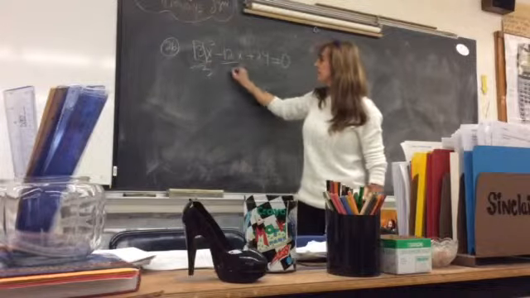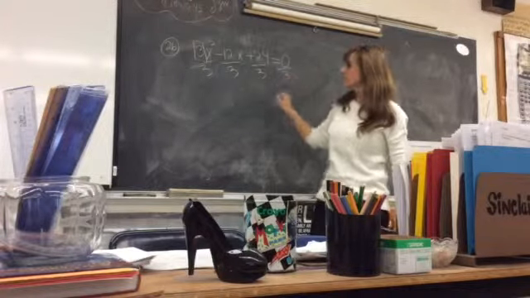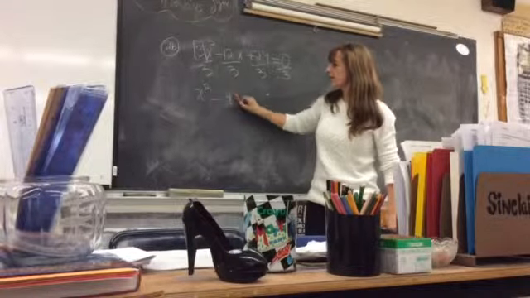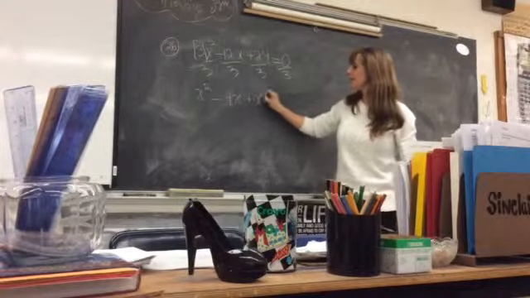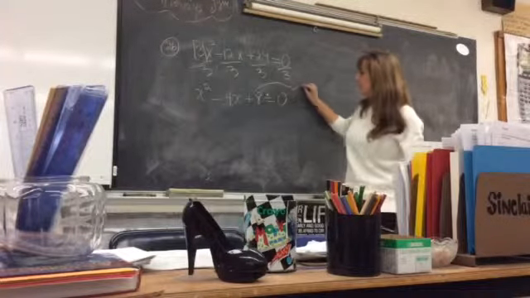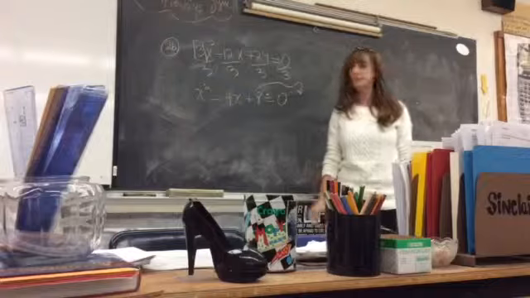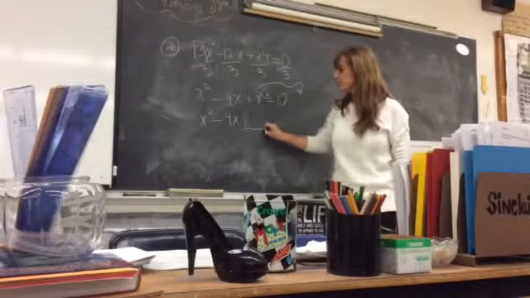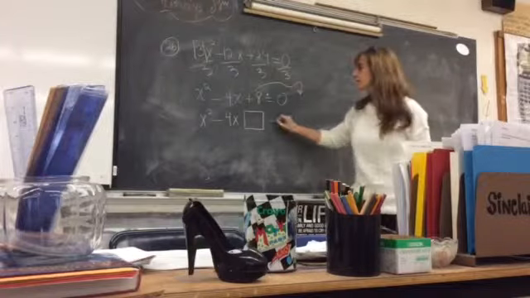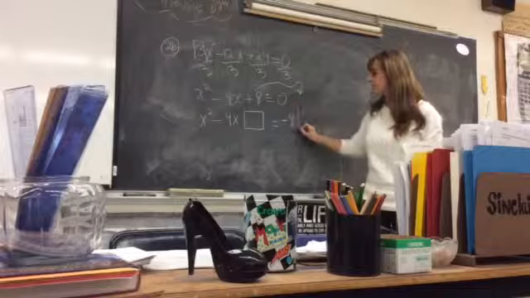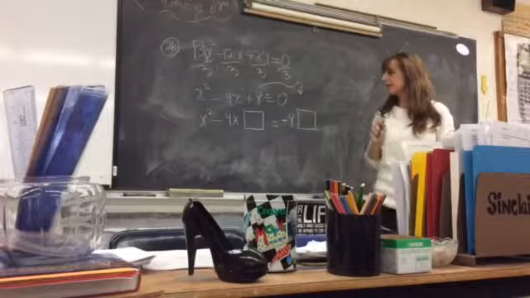So I'm going to divide everything by 3 so that I have a 1x squared. That will give me a negative 4x and a positive 8. The next step is to get your c term onto the other side. So I leave my a term, I leave my b term. I'm going to put a little box there. I subtract the 8 onto the other side, which is a negative 8, and I put a little box.